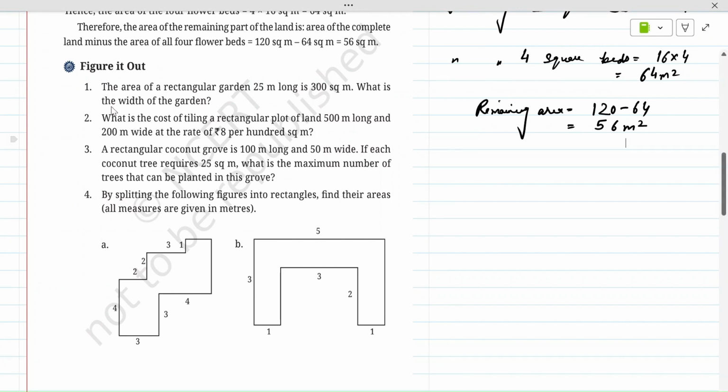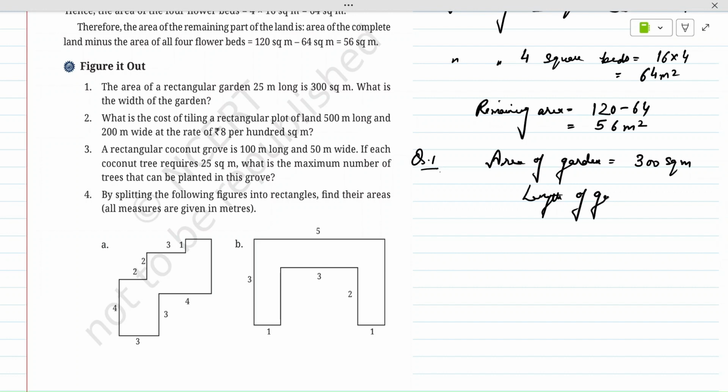Next we have this, figure it out. So let's go through it. Question number 1 says that there is a rectangular garden and the area of the rectangular garden is 300 square meters. This is the area of the garden, and the length of the garden, I'm writing here, is 25 meters. What is the width of the garden? We have to find the value of the width.